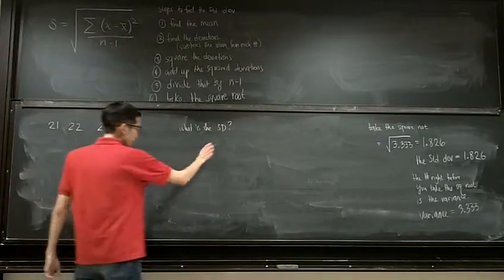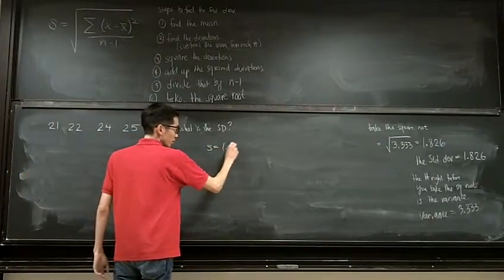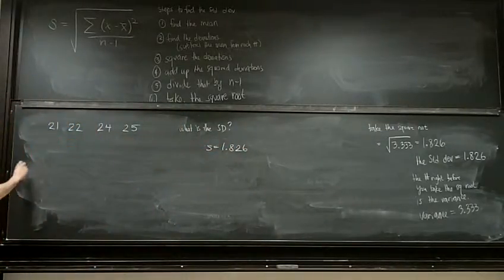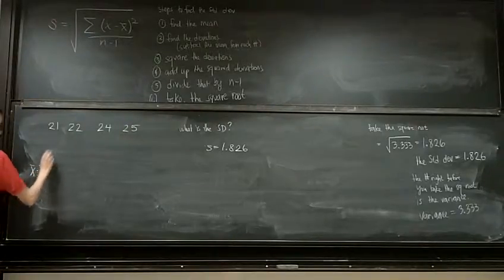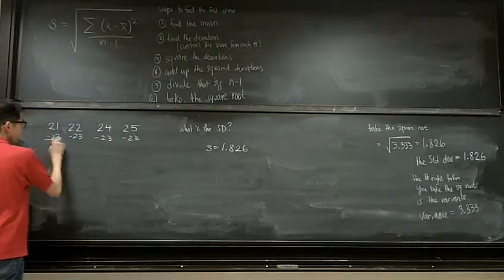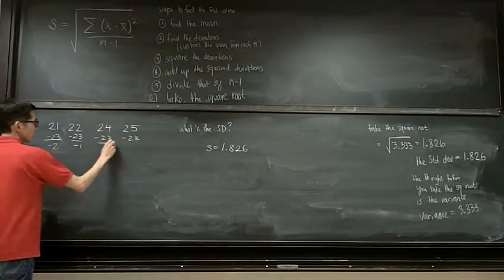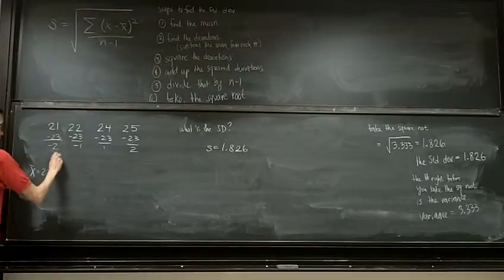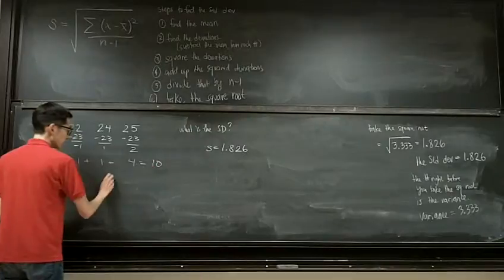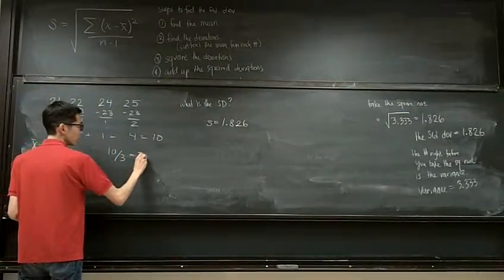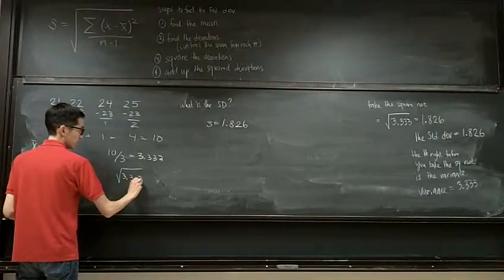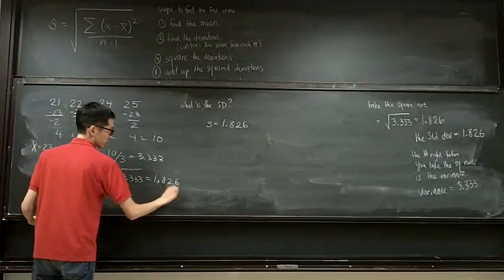So, what do we get? We got the standard deviation S is equal to 1.826. Same standard deviation as before, right? Because the mean x bar is equal to 23. So you subtract off 23 from each of these, and you get the same: negative 2, negative 1, 1, and 2. You square these, you get 4, 1, 1, 4. You add them up, you get 10. 10 divided by n minus 1 is 3.33. Square root of that, 1.826.